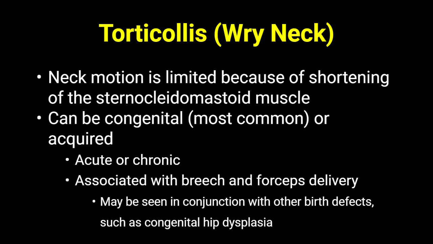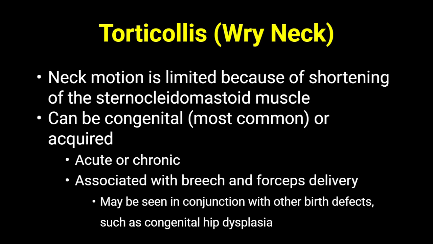The slide notes that torticollis may be congenital or acquired. Congenital muscular torticollis is by far the most common form and is usually recognized during infancy. The exact cause is not always known, but it is thought to result from injury or prolonged positioning of the sternocleidomastoid muscle before or during birth.